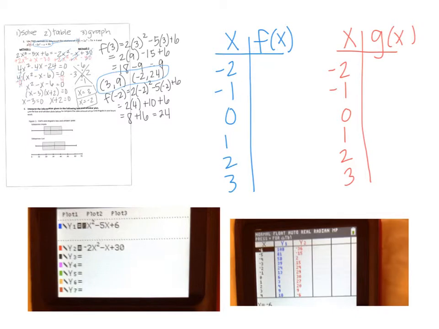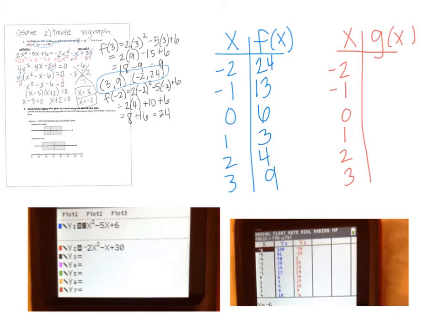So for f of x, which is the blue column, negative 2, the answer is 24. Negative 1, the answer is 13. 0, the answer is 6. 1, the answer is 3. 2, the answer is 4. And 3, the answer is 9.